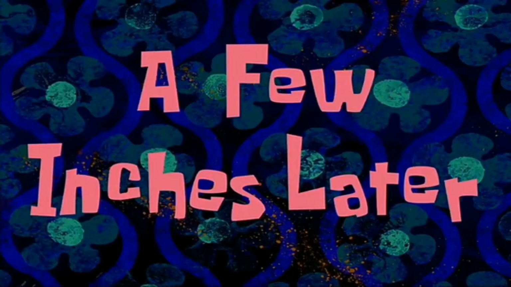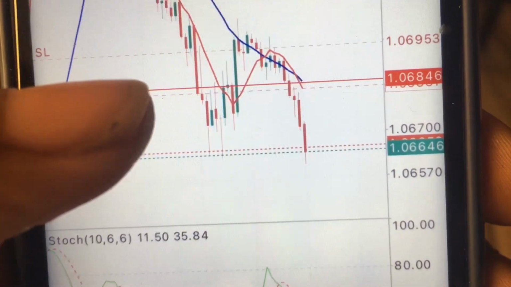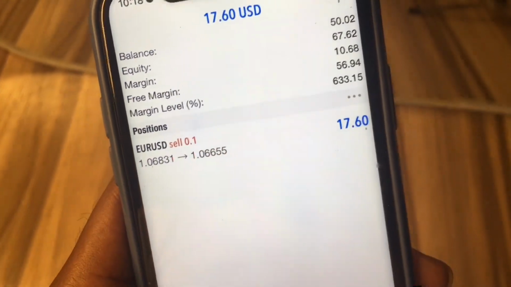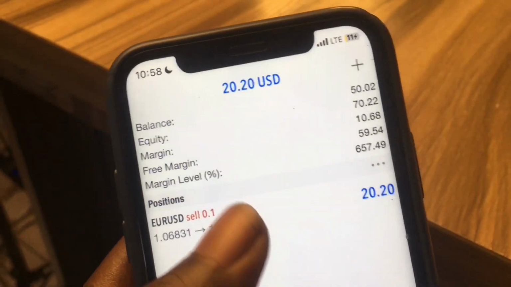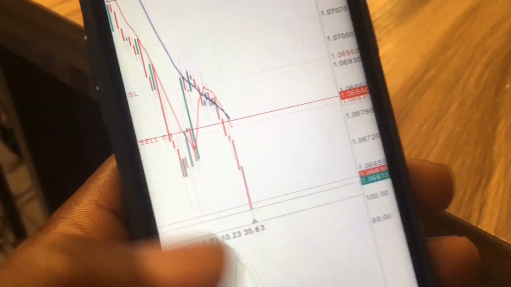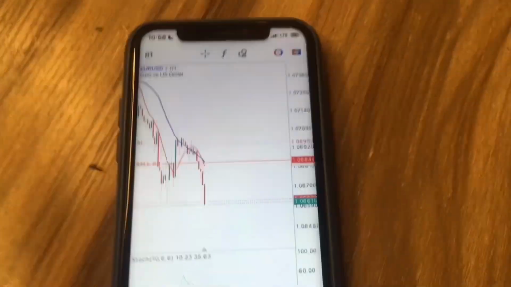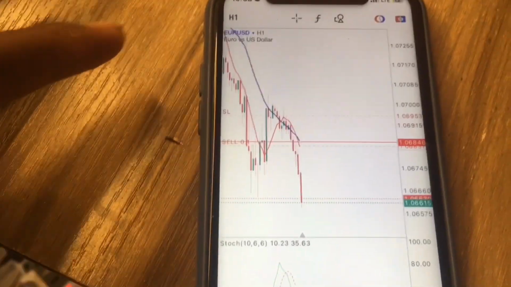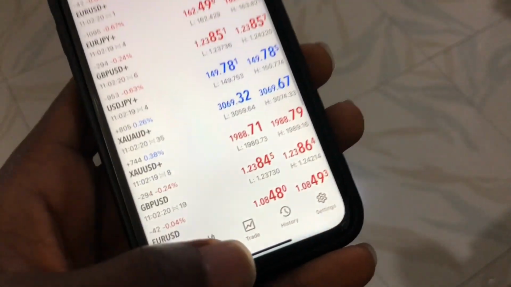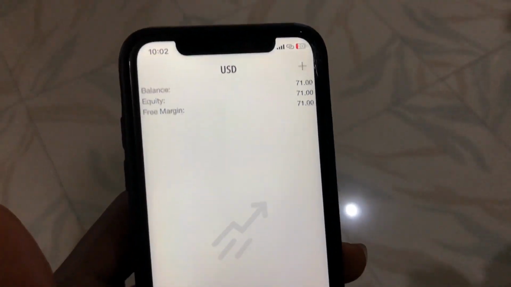A few hours later. Look at the pair that we took from this point and look where the market is now. We are making $17 from 50. A few moments later, as you guys can see right now, we're up 20. We're heavy on this. Later I ended up closing my trade because I figured the market would be going up soon, so I had to secure the profit I had.